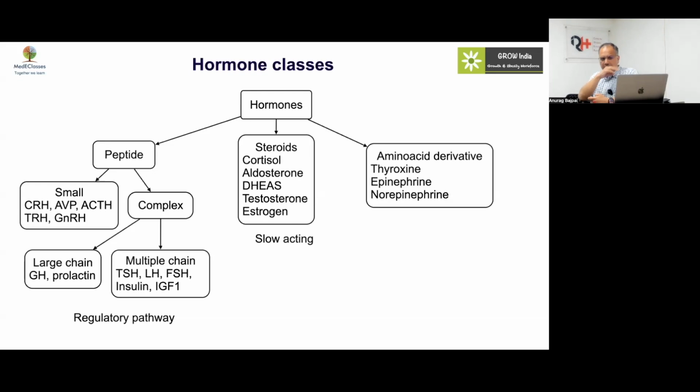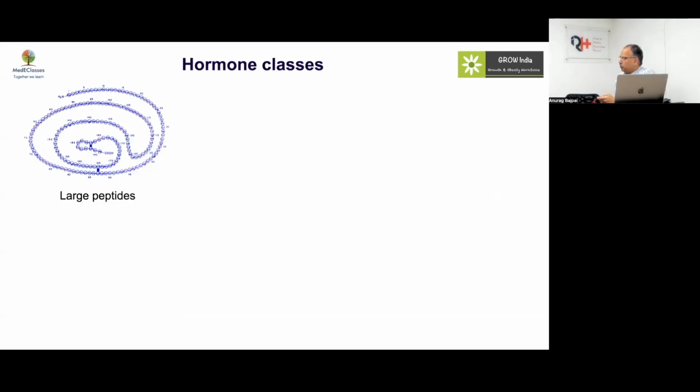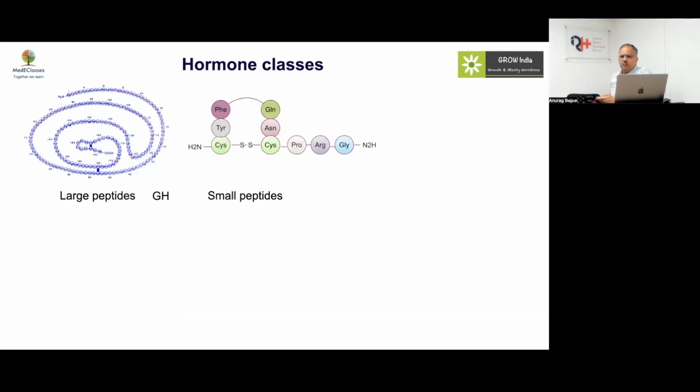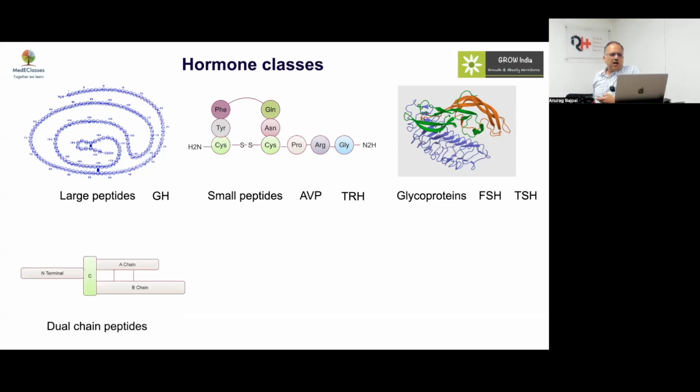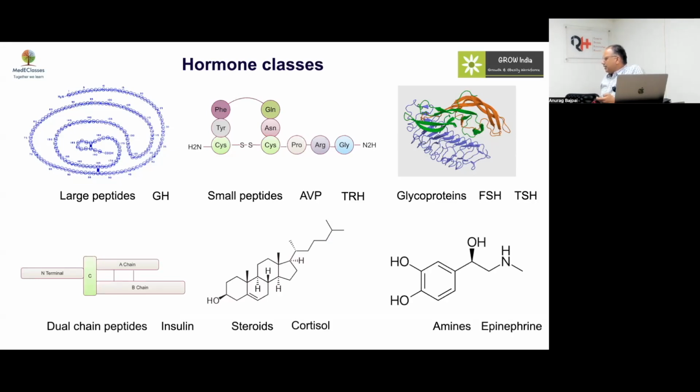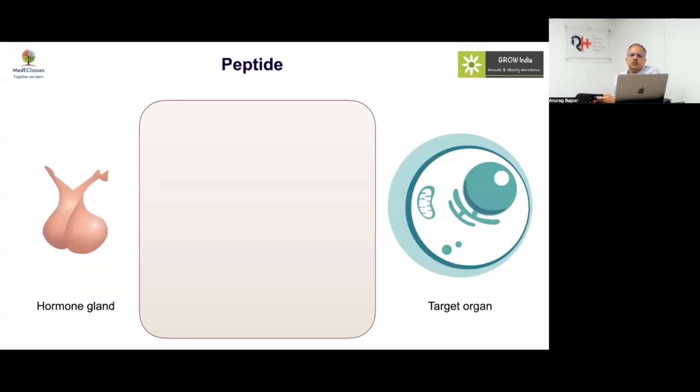And the amino acid derivatives, largely epinephrine, norepinephrine, you can say thyroxine also in this regard, are fast acting hormones from that perspective. So we have large peptides like growth hormone, small peptides like vasopressin or TRH, which are largely hypothalamic in origin, glycoproteins like FSH, LH, TSH, and HCG. You have dual chain peptides like insulin. You've got steroids like cortisol and amines like epinephrine. So these are the different structures which are there.